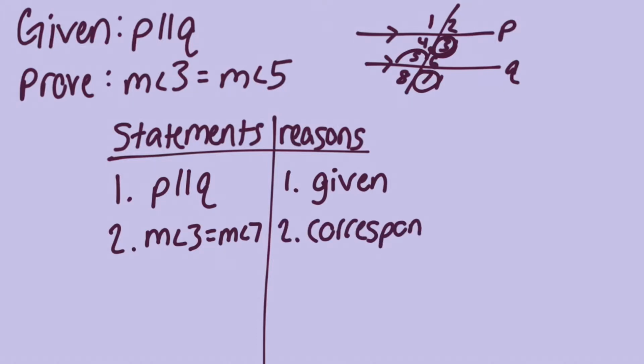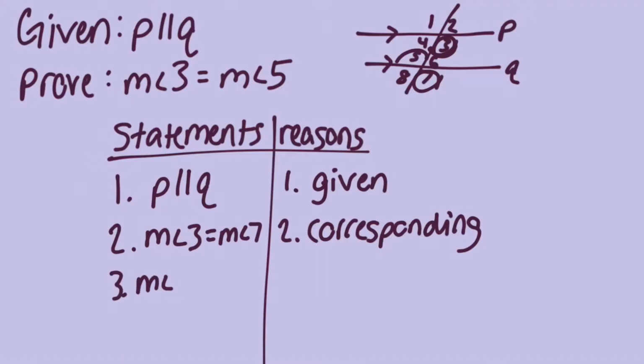The corresponding angle theorem. Now we want to try to connect 7 to 5 if possible. And the measure of 7 is equal to the measure of angle 5 because they're vertical angles. And we know vertical angles are congruent.